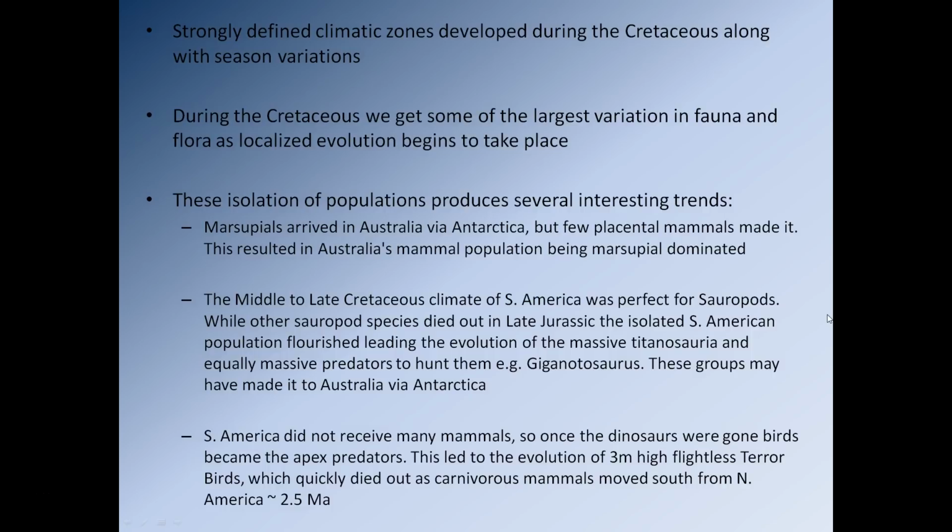We've also got some relatively recent evidence that suggests that some members of the Titanosauria actually managed to make it to Australia via Antarctica, although that evidence is still a little bit sketchy.